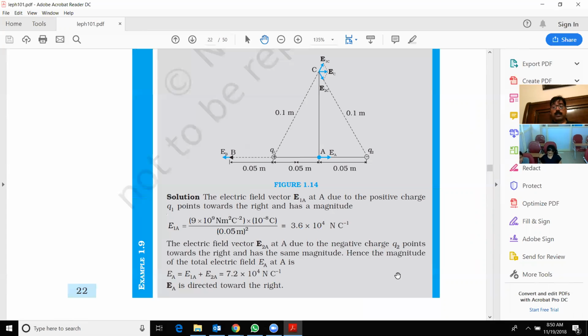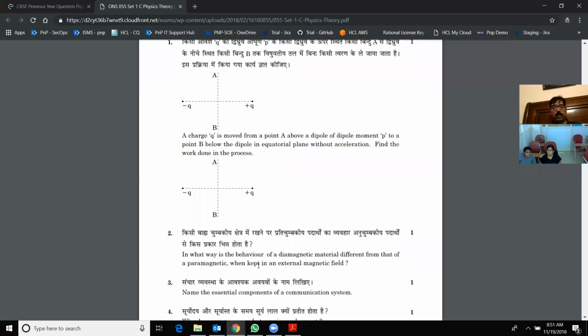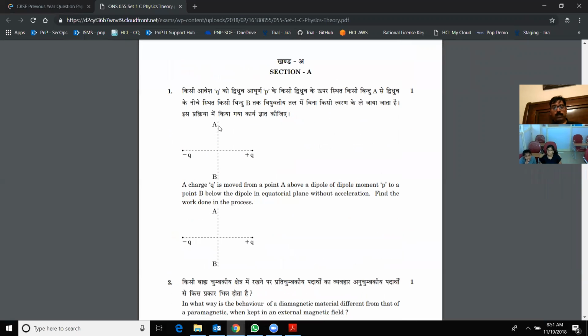Now, if you are moving a charge from one point to another point, there also you will spend some energy, or you will require some energy to move something from one point to another point. Now, here you have a charge and you are moving it from one point to another point. Let me come back to the question paper. Where is that question paper? Did I close it? Yeah, it is here, right? I have to move something from point A to point B. A charge Q is moved from point A above the dipole to point B, right?